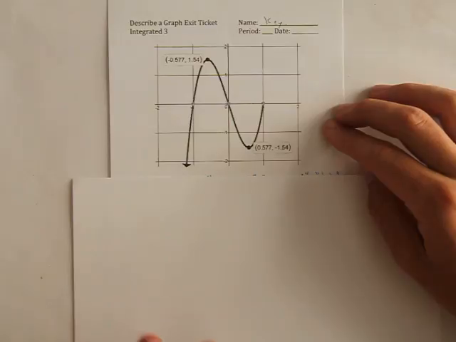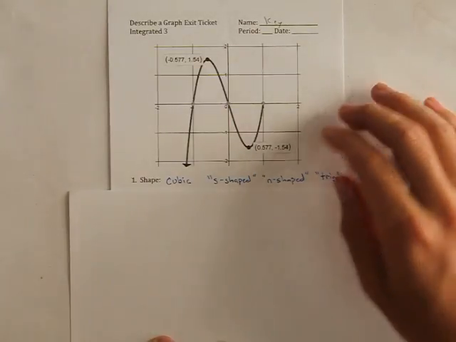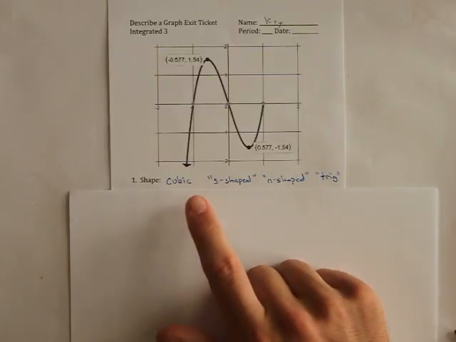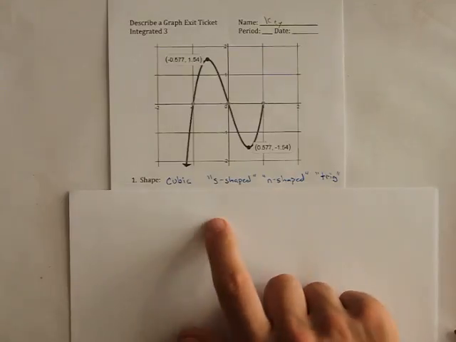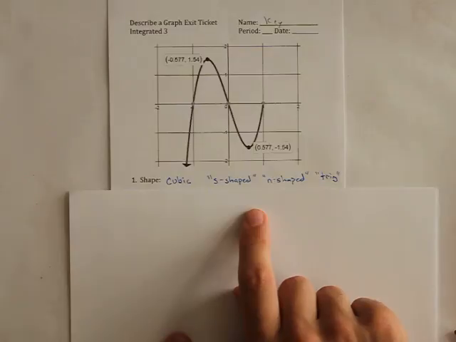So when we're looking at this graph, first thing we're going to name is the shape. The best answer is cubic. When I wrote this equation, I did use a cubic function. However, we haven't fully explored those yet, so anything that's kind of describing the shape will work. If you said S-shaped, if you said N-shaped, some of you even said trig, I would take any of those right now because without the formula, there's no way to know for sure.